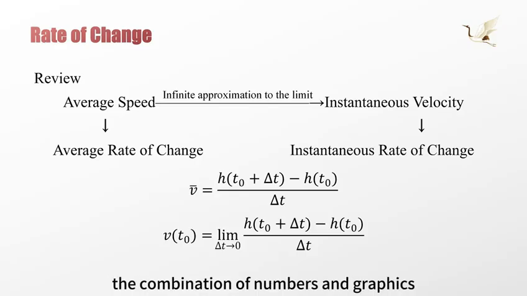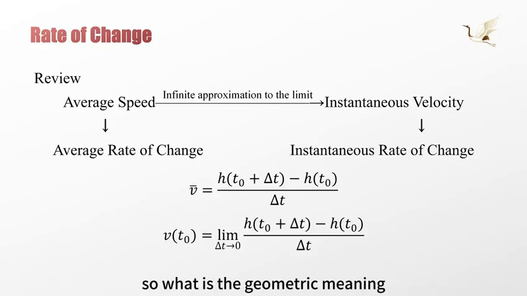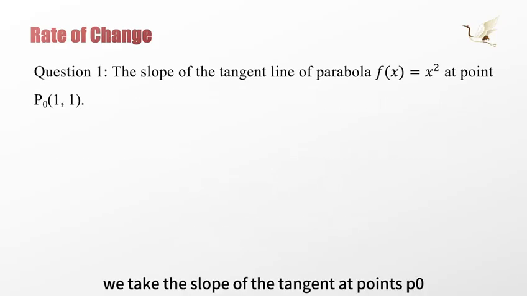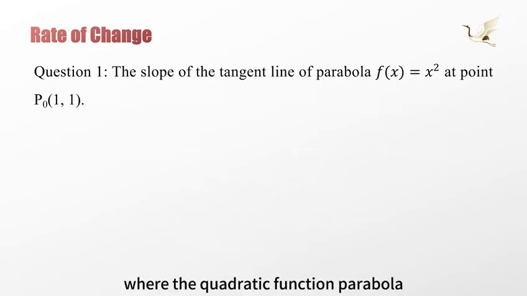The combination of numbers and graphics is also a common way for us to study function problems. So, what is the geometric meaning of the average rate of change and instantaneous rate of change from the function graph? In this class, we will continue to study the rate of change of functions from a graphical perspective. We take the slope of the tangent at point P0(1, 1) on the quadratic function parabola f(x) = x squared as an example to study.